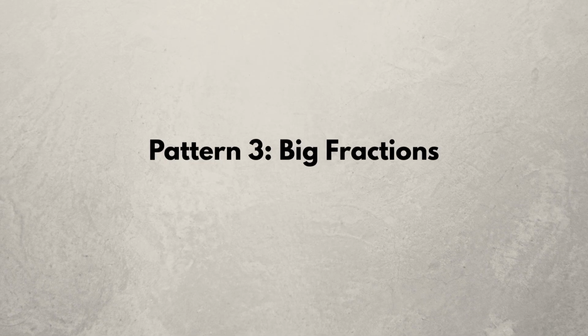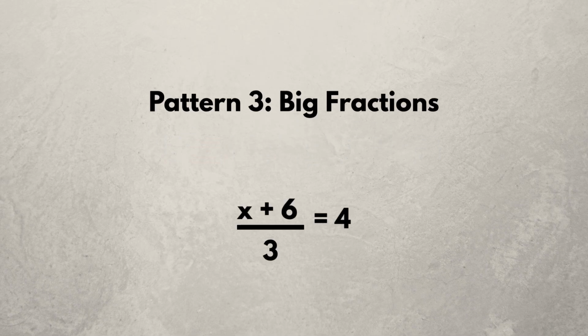Pattern 3, big fractions. Look at (x plus 6) over 3 equals 4. What this means, that long fraction bar acts like invisible parentheses grouping the entire top expression together. Because the whole top is being divided by 3, you can't subtract 6 yet. Your opening move here is to clear the fraction first.